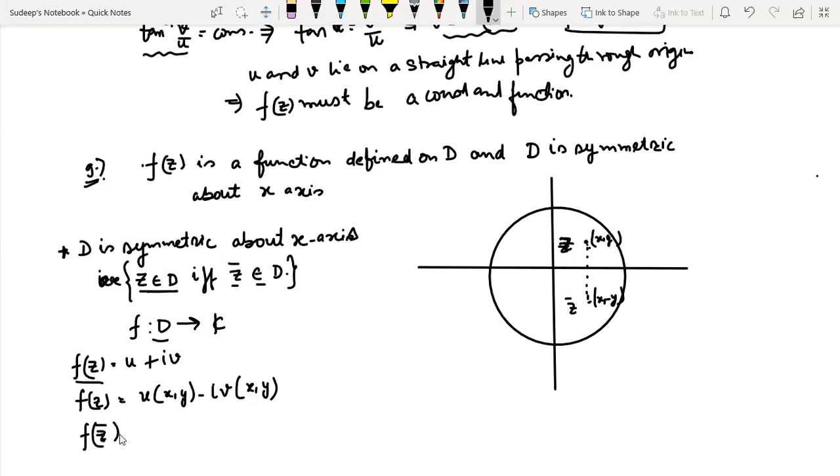What would be f(z bar) here? Okay. So it implies what? I'm writing u(x, -y) + iv(x, -y). And what would be the conjugate of f(z bar), so f(z bar) and then again whole bar? It implies I'm writing u(x, -y) and then again -iv(x, -y). I hope it is clear now.